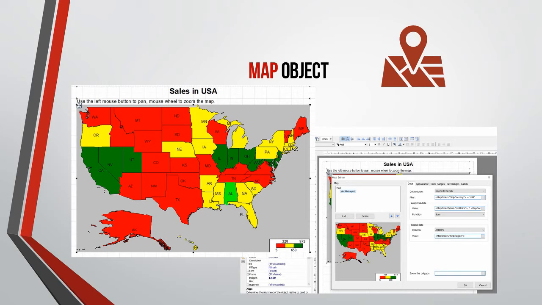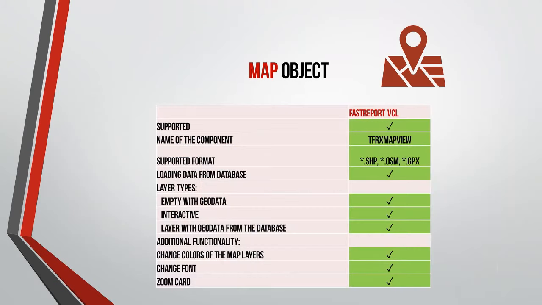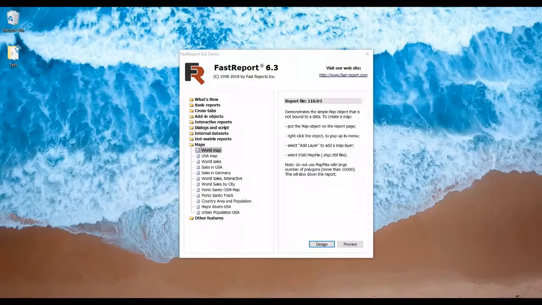A map object has been added to FastReport, which will allow you to create more interactive and visual reports. This object supports the following map formats: SHP, OSM, and GPX. It also supports filtering types of polygons, loading from databases, and changing fonts. So, a map object has appeared in FastReport. Let's look at an example report.